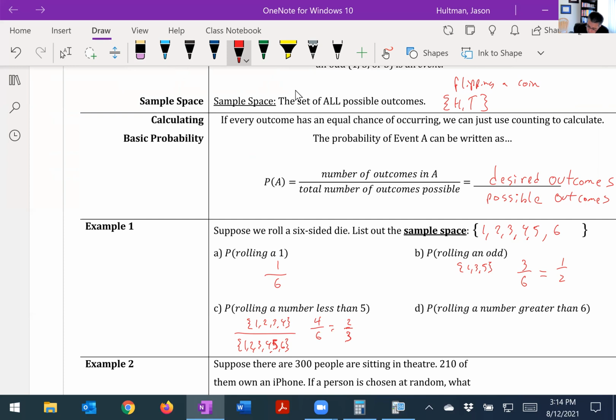Okay, probability of rolling a number greater than 6. Well, there are no numbers greater than 6. So we just say that there's 0 out of 6, or that there's what's called a null space. There's nothing there. This equals 0, and we say that that's not possible.